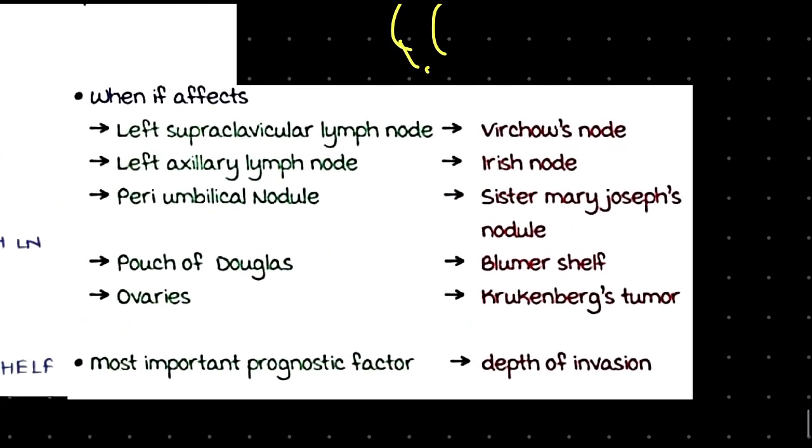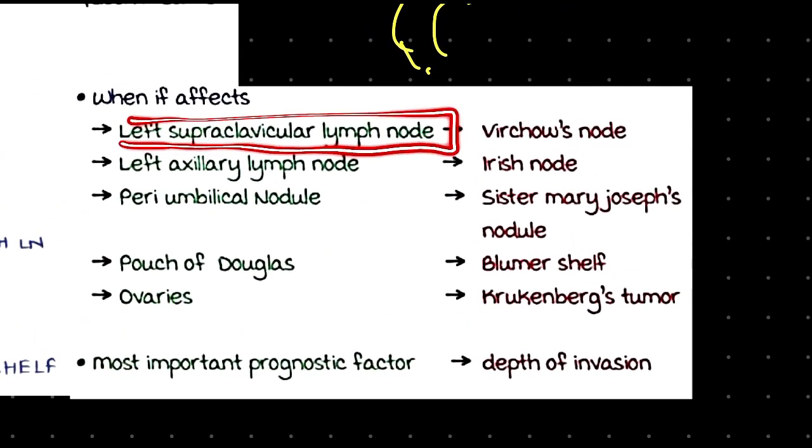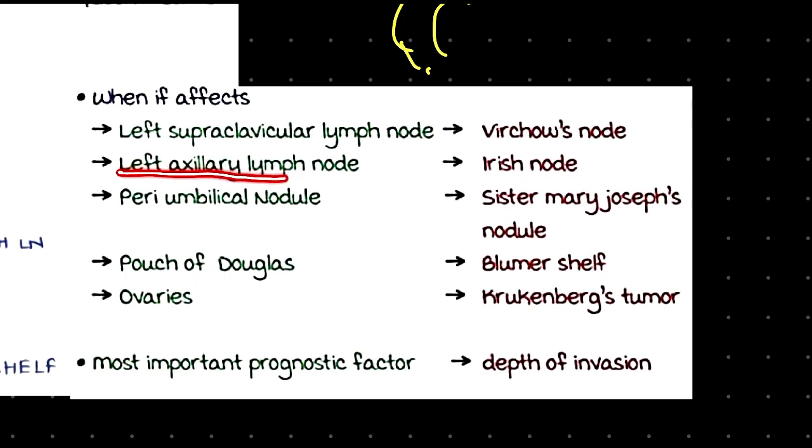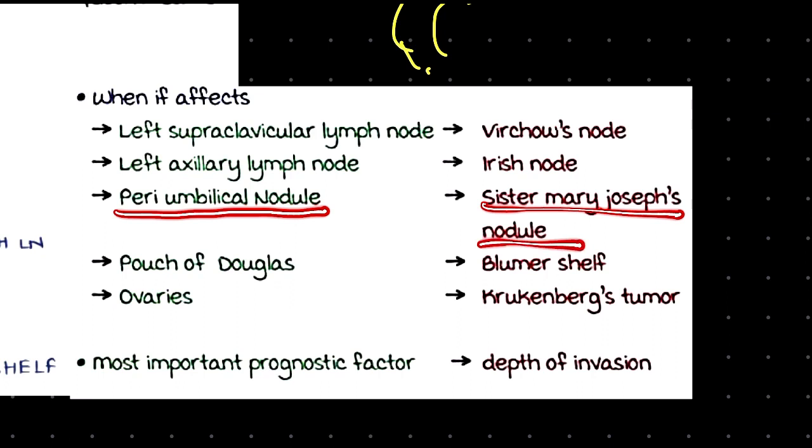As you can see, the left supraclavicular lymph node, right? If there will be involvement of the left supraclavicular lymph node, that will be called Virchow's node. If there will be left axillary lymph node involvement, that is Irish node. If there will be peri-umbilical nodules, that is Sister Mary Joseph nodule, right? If there will be involvement of pouch of Douglas, that will be what? Blumer's shelf, right? Blumer's shelf.